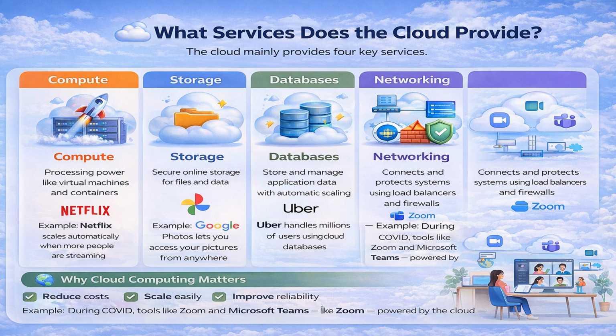Storage. Storage secures online storage for files and data. An example can be Google Photos. It lets you access your pictures from anywhere and anytime. Databases. Databases store and manage application data with automatic scaling. An example can be Uber. Uber handles millions of users using cloud databases. And the last key service is networking. Networking connects and protects systems using load balancers and firewalls.